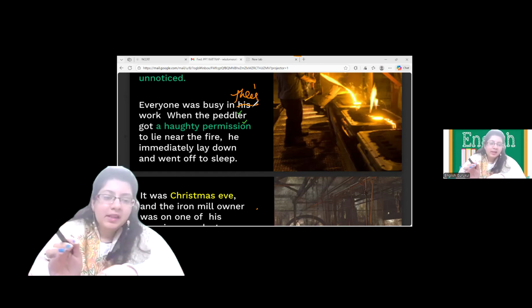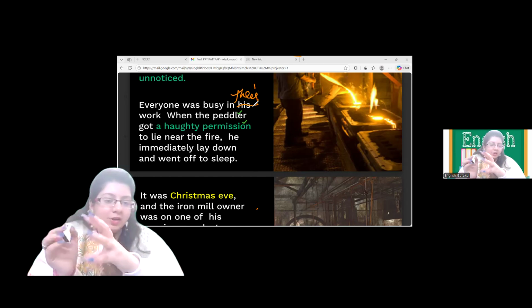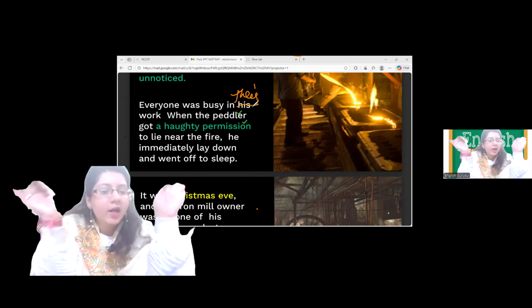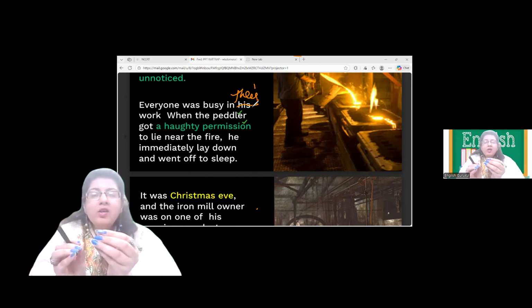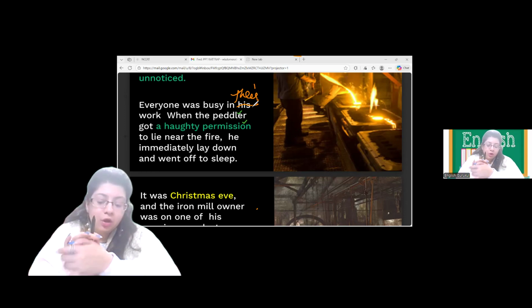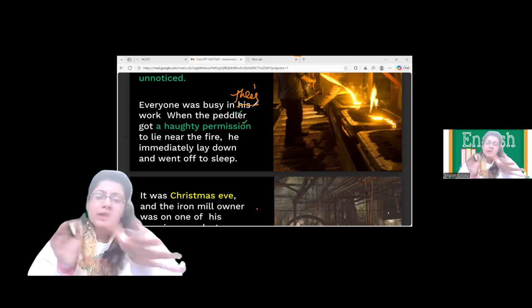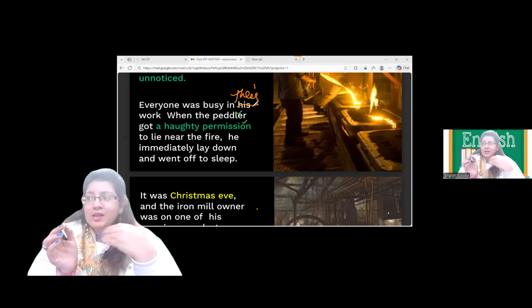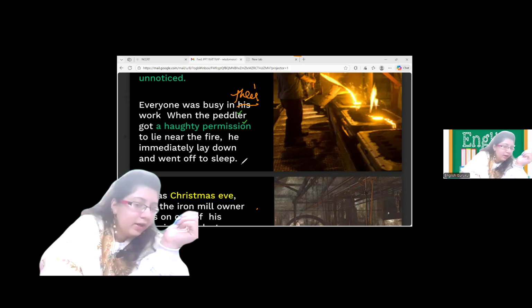So now everyone was busy in their work when the peddler got a haughty permission to lie near the fire. So he lay near the fire, and he immediately lay down and went off to sleep. Why? Because he was so tired of walking and wandering in the woods that he just lost his energy. Because of walking, he felt very tired, right?